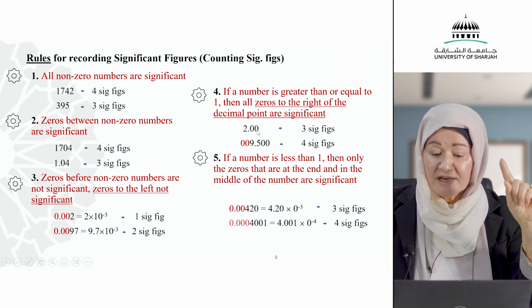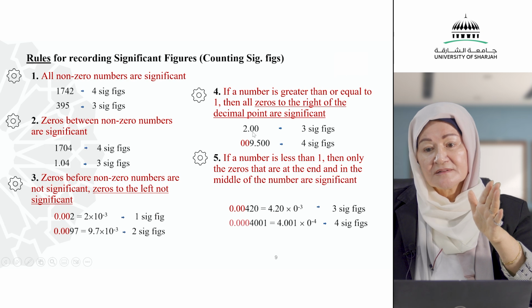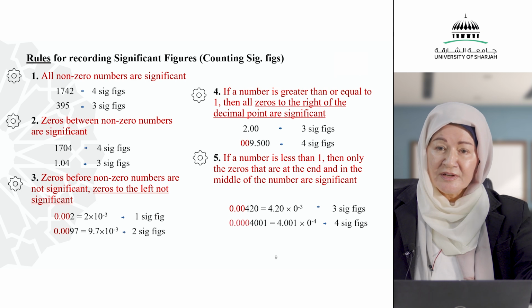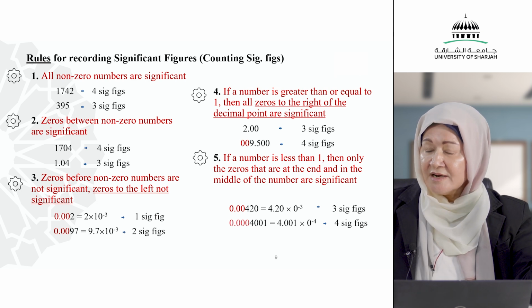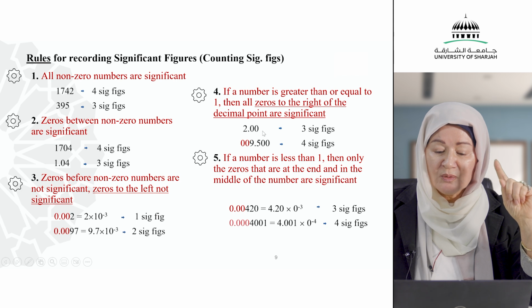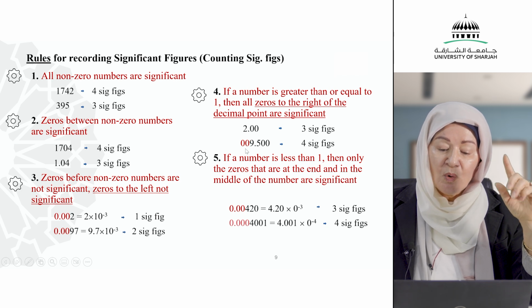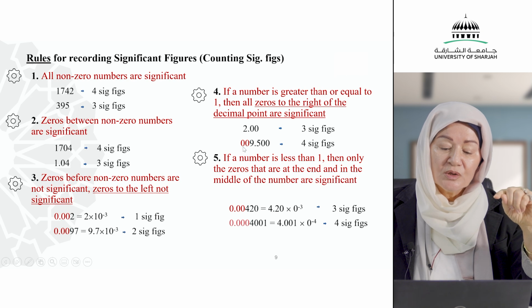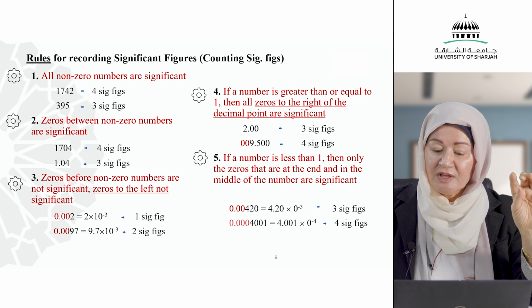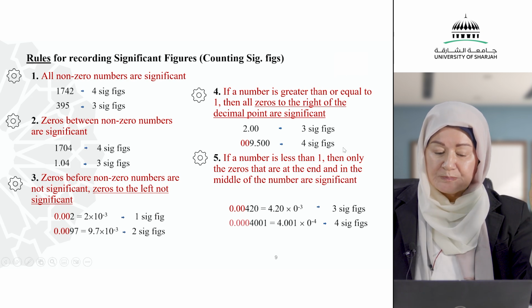Example number 4. I have to check here at the zeros to the right. They are significant. Zeros to the left, not significant. Zeros to the right are significant. So here I have a decimal, so it's considered to be significant. 2.003 has 4 significant figures. 0.00 here, 9.500. These 2 zeros, because they are at the left, I don't consider them as significant. But therefore, it's 4 significant figures.